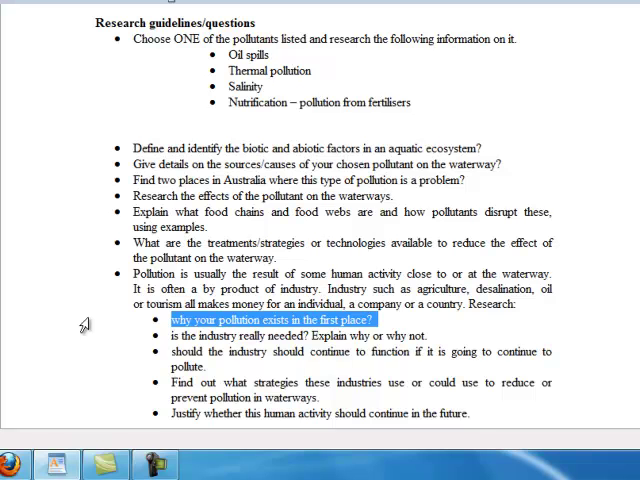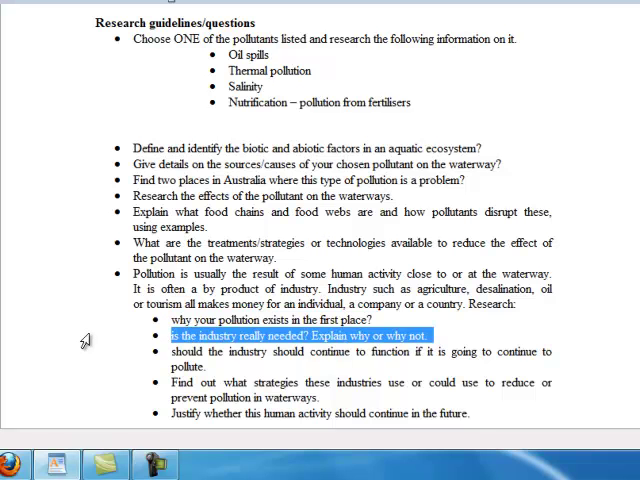So like litter exists because there are tourists. What about your pollutant? Is the industry really needed? Explain why or why not. For the industry like tourism, that is really needed in an area because that keeps all the businesses alive and means that lots of different people have an income and a steady, stable life. So yes, we do need tourism, and therefore we are going to have litter.